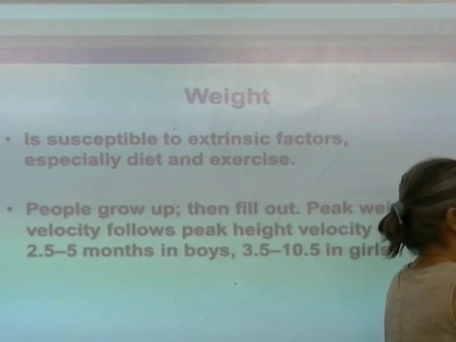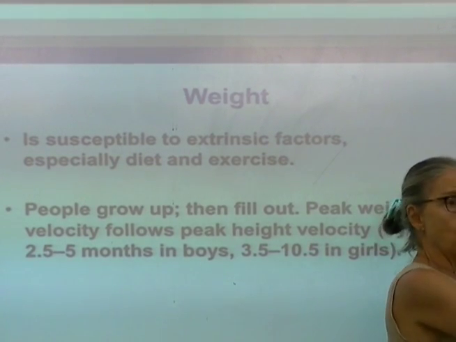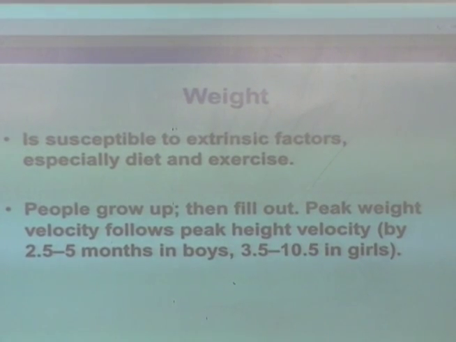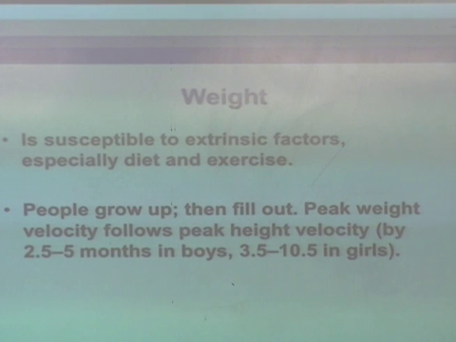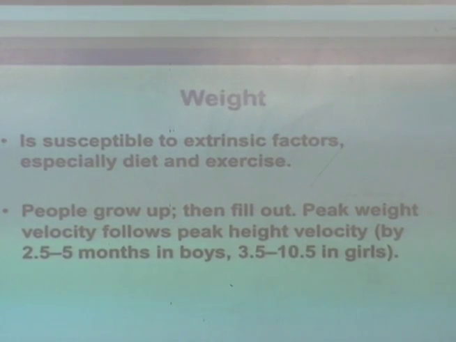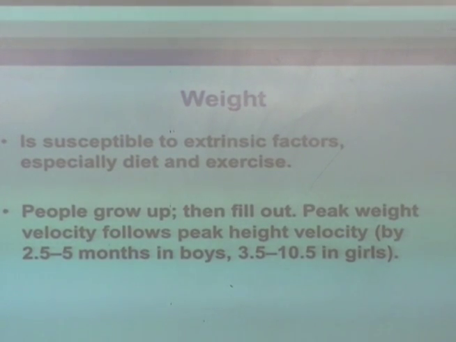So, our young children put on weight rapidly. They have a growth spurt for their weight as well as their height. Then we see this plodding. They put on about the same weight every year for several years, if they're healthy.